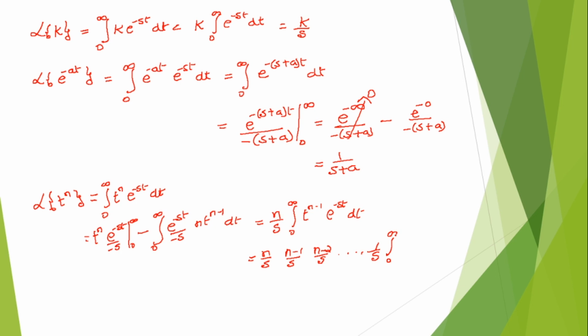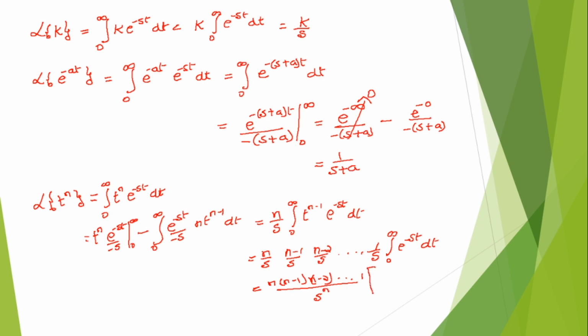times the integral from 0 to infinity of e to the power minus st dt. Correct? When this n minus 1, n becomes 0. Right? So after successive iterations, this n minus term becomes 0, t to the power 0 becomes 1. So now this is n into n minus 1 into n minus 2 up to 1 divided by s to the power n.